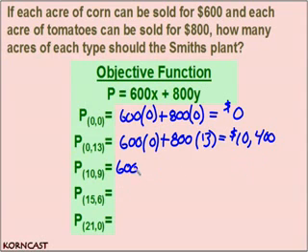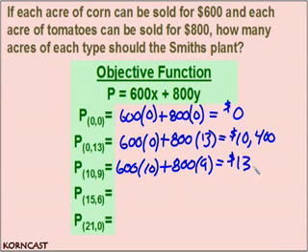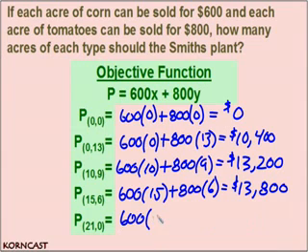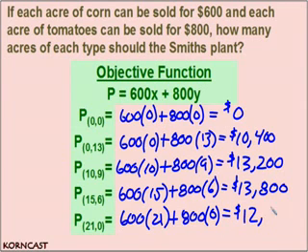Okay, the next one, we're going to get 600 times 10 plus 800 times 9. And that product and sum will result in $13,200. Same thing with the next one. We're going to have 600 times 15 plus 800 times 6. And that product will result in $13,800. And last but not least, we're going to have 600 times 21 plus 800 times 0. And that will result in $12,600.